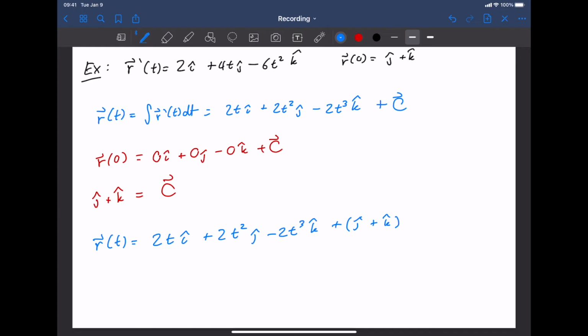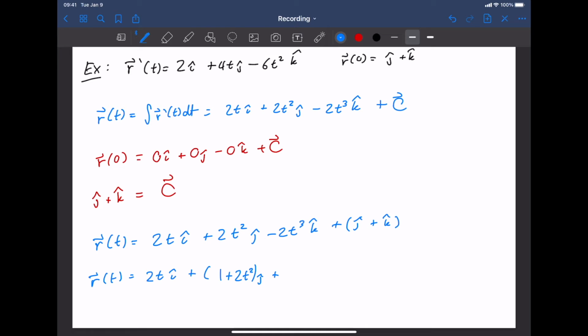But we usually don't write it like that, right? We usually want to group the j's and the k's together. So you've got 2t in the i, there was nothing to add in the i direction, plus you could write it as 1 plus 2t squared in the j direction. Make sure you're using your parentheses. You could also write it as 2t squared plus 1. The order there doesn't matter.